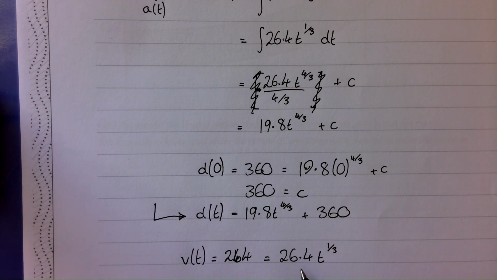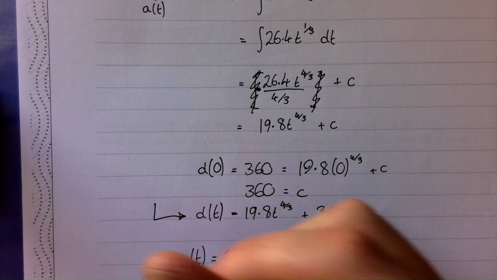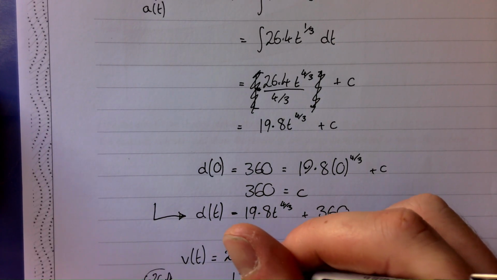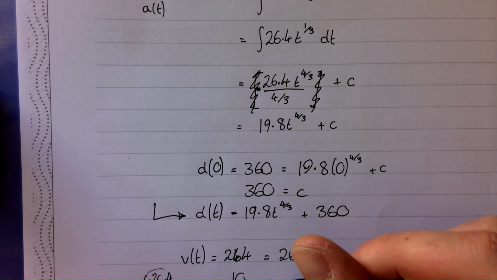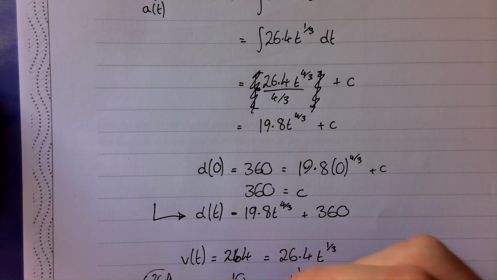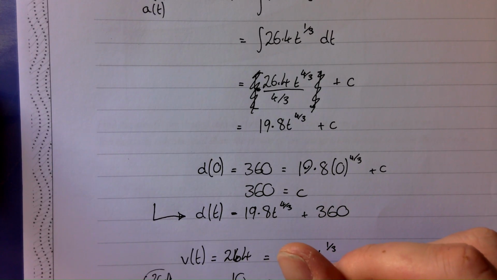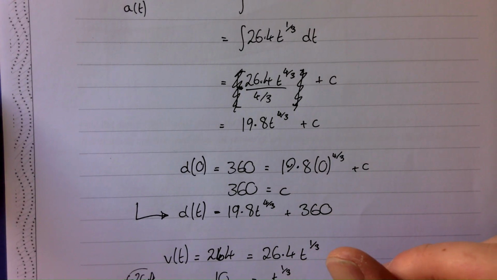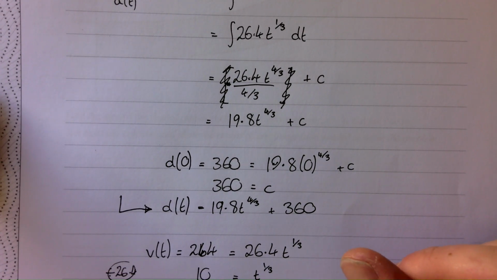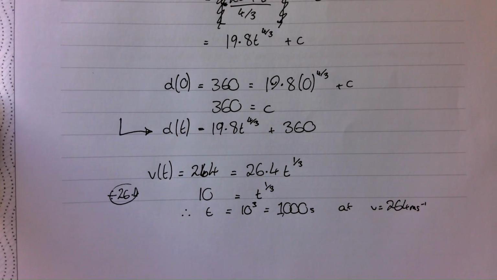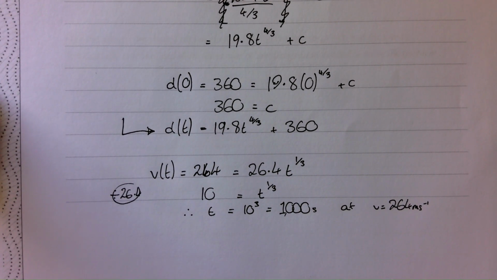Then you can see if we divide both sides by 26.4, we have 10 is equal to t to the power of a third. Therefore, t is equal to 10 cubed, which is equal to 1,000. t equals 1,000 seconds at v equals 264 meters per second. So now we have the time that this velocity took place.